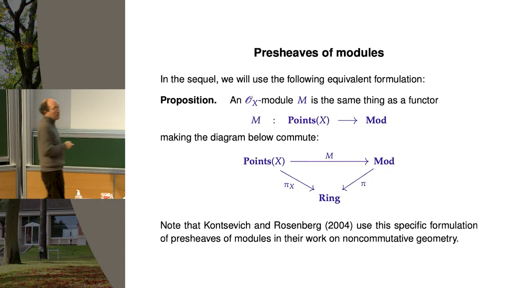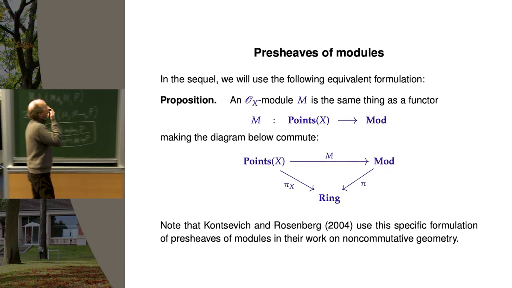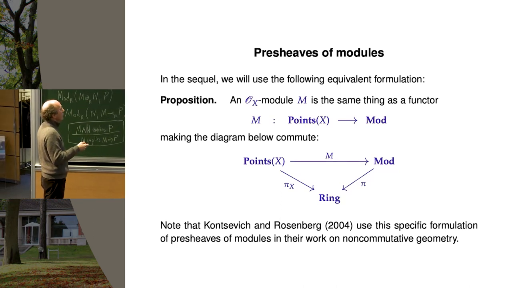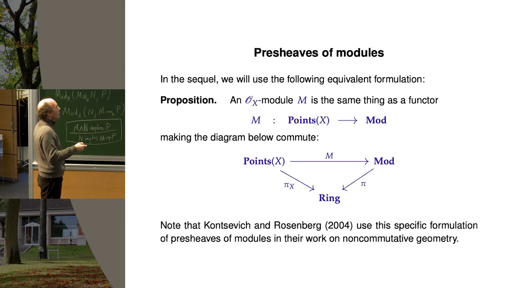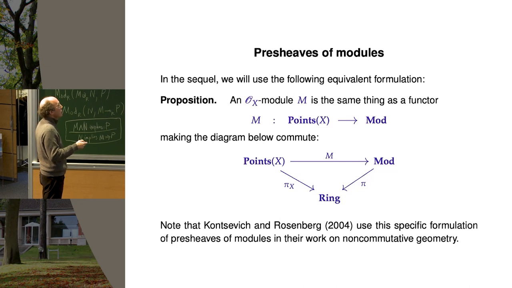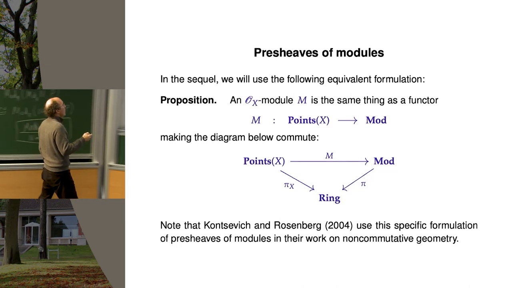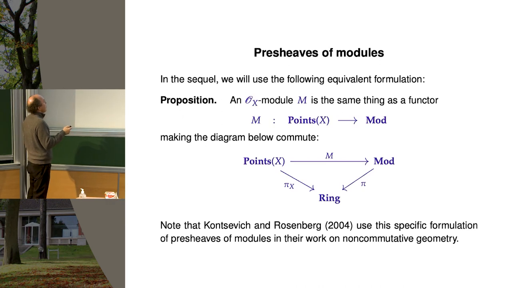Seen from that categorical point of view, you have a functor from points of X to Ring, and what you do is you lift it to a functor to the category of modules, which is exactly what it should be. So every point now is mapped into a module, and if a point has some shape given by a ring R, then the module should have the same shape because this diagram commutes. Okay.